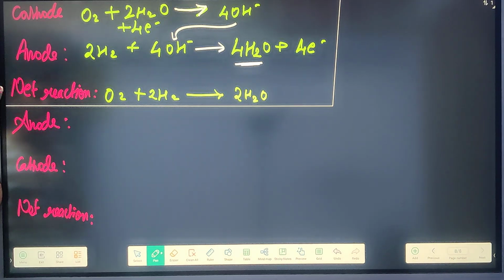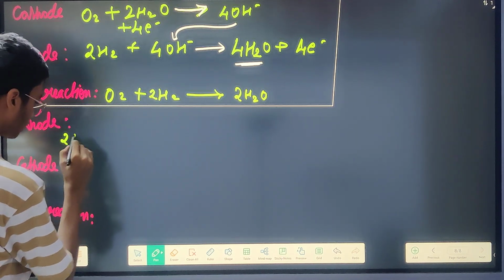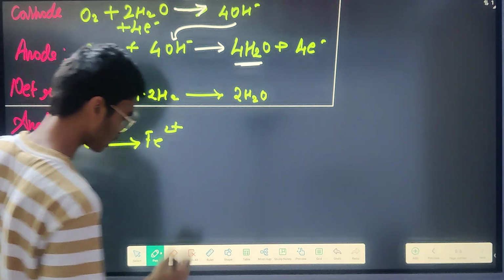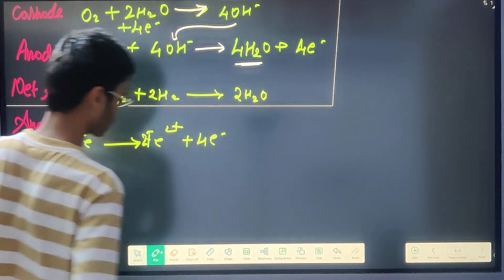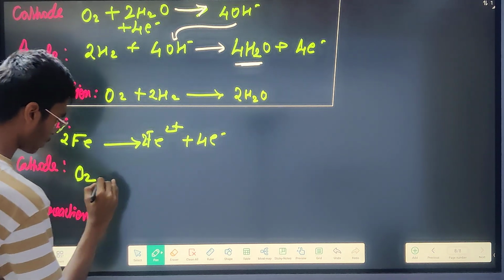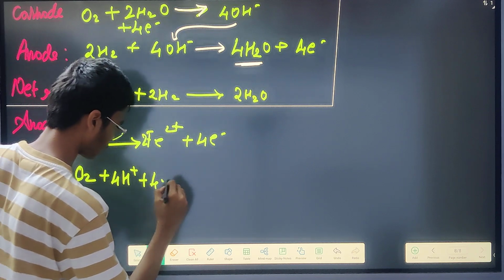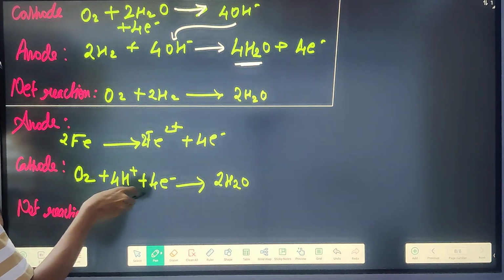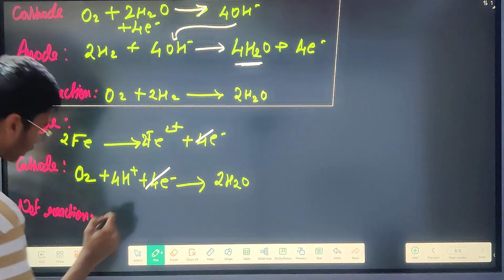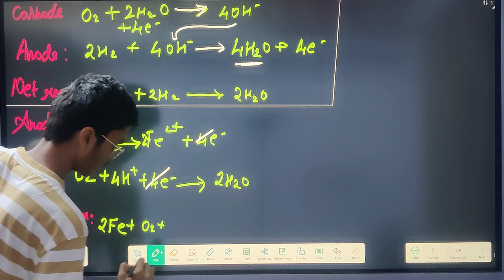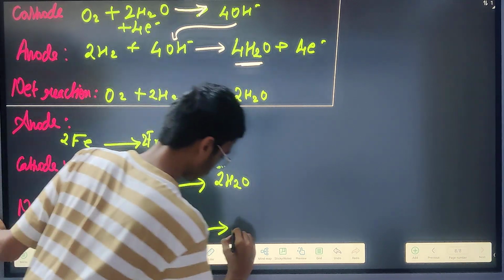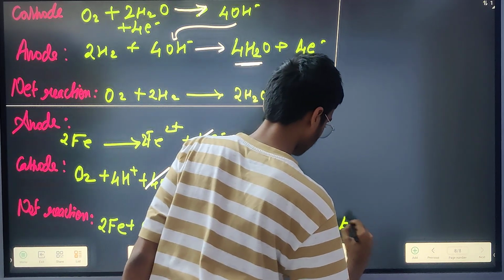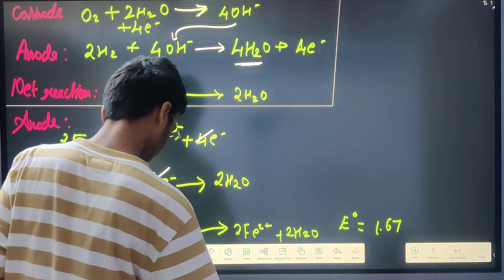So what is going to happen in anode: 2Fe will be converted into 2Fe2 plus plus 4E minus. Here oxygen: O2 plus 4H plus plus 4 electrons will be giving us 2H2O. Then in the total reaction, the 4 electrons can be cancelled. So 2Fe plus O2 plus 4H plus will be giving us 2Fe2 plus plus 2H2O. And here the E0 cell is going to be 1.67.